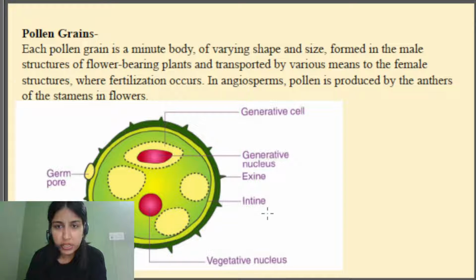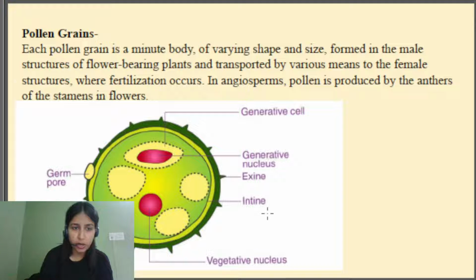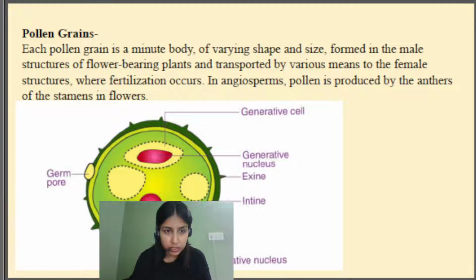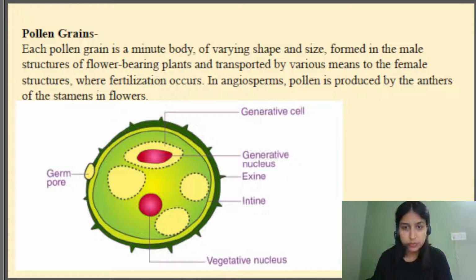So if we talk about pollen grains, each pollen grain is a minute body of varying shape and size. Minute means tiny. They will vary in shape and they may vary in size as well. I'll just move myself here so that you'll be able to look at this. Formed in the male structure of flower bearing plants and transported by various means to the female structures. Now, pollen grains are minute and they vary in size and shape.